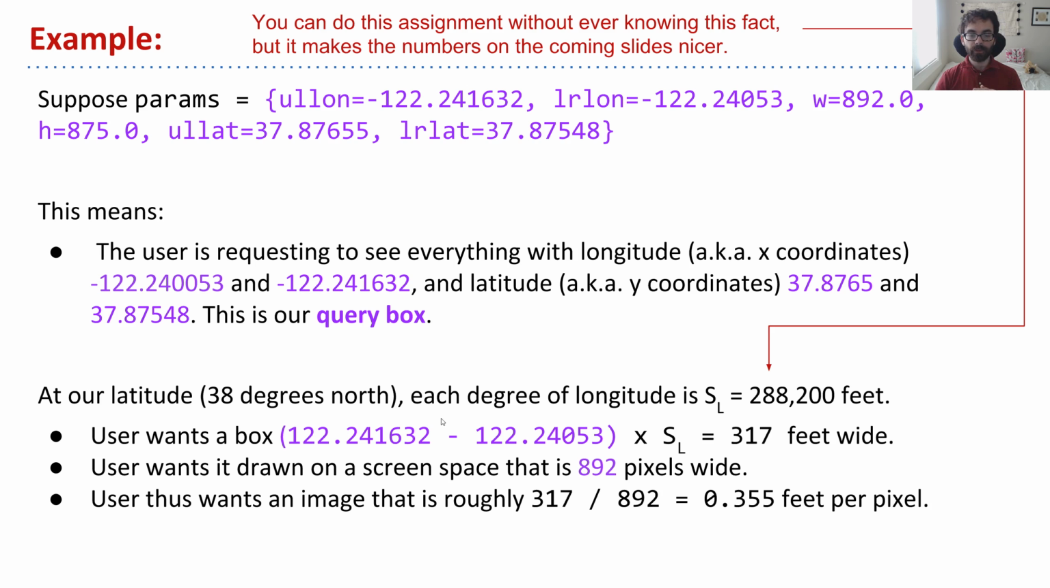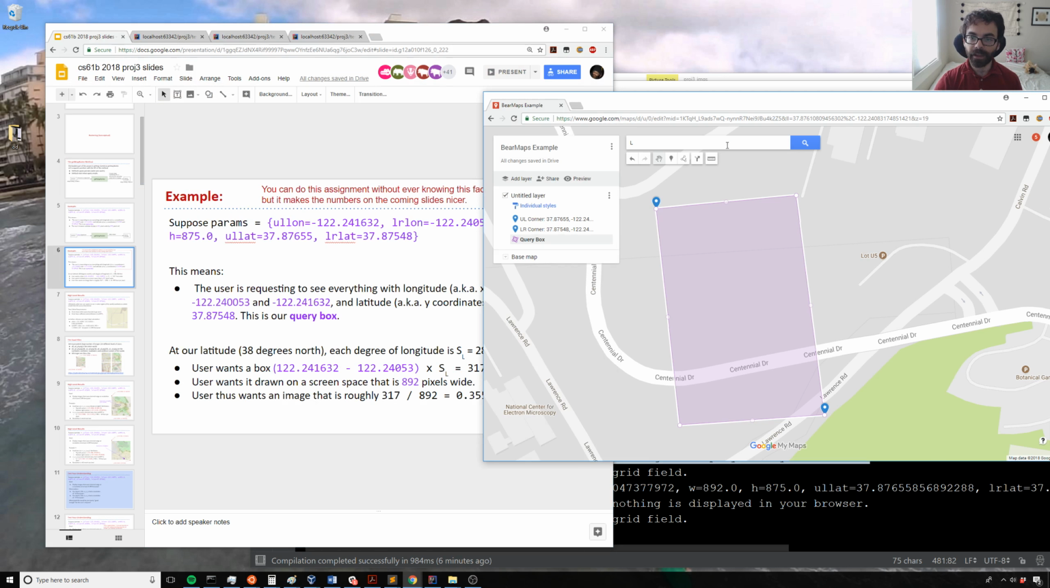Now, what we could do in order to convert from a width in longitude to a width in feet is just multiply by this constant, and we find that the user wants a box which is ultimately 317 feet wide, and we can measure that, and it's going to be slightly off because I didn't do a perfect drawing. But if I measure this, you can see, okay, it's close. This is 317 feet.